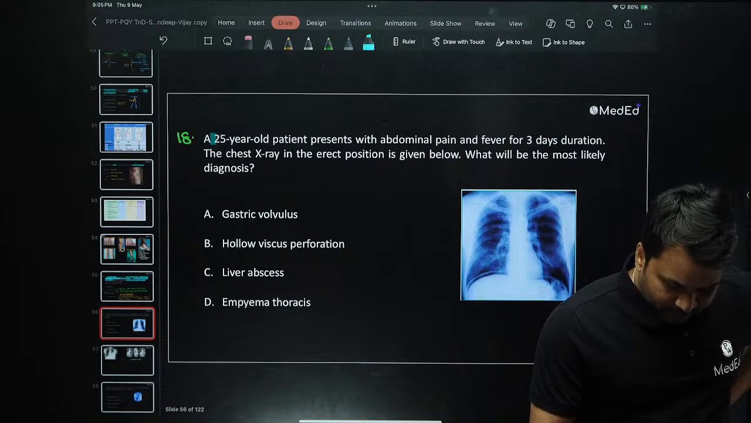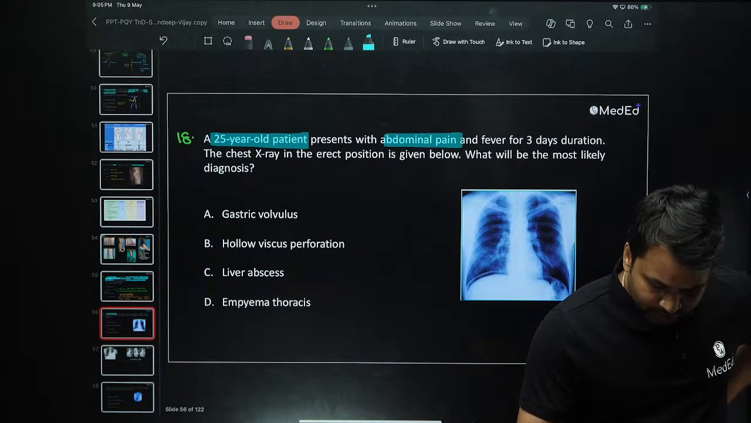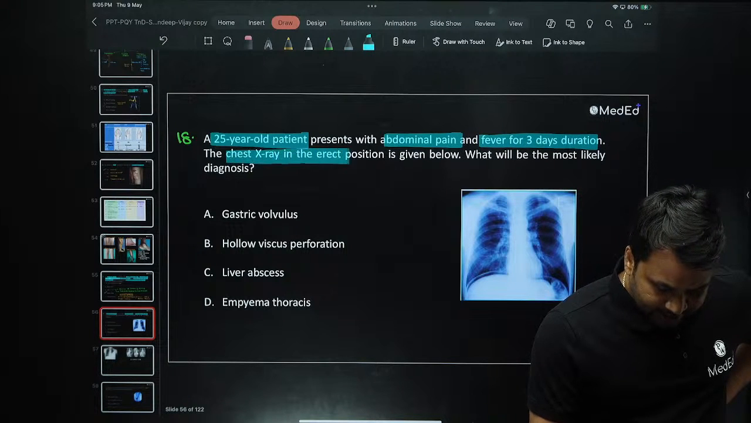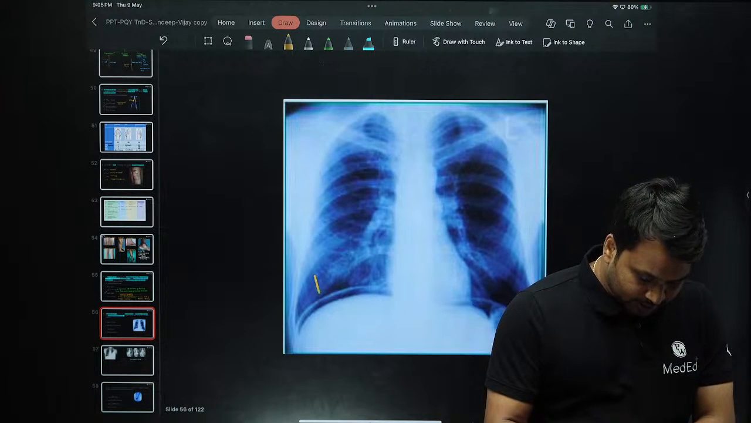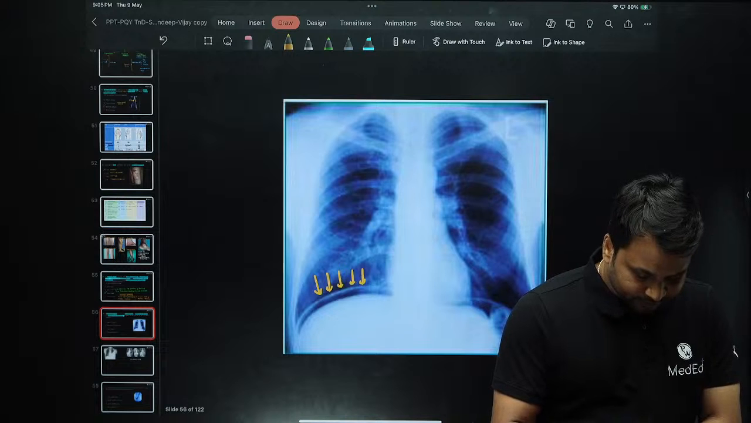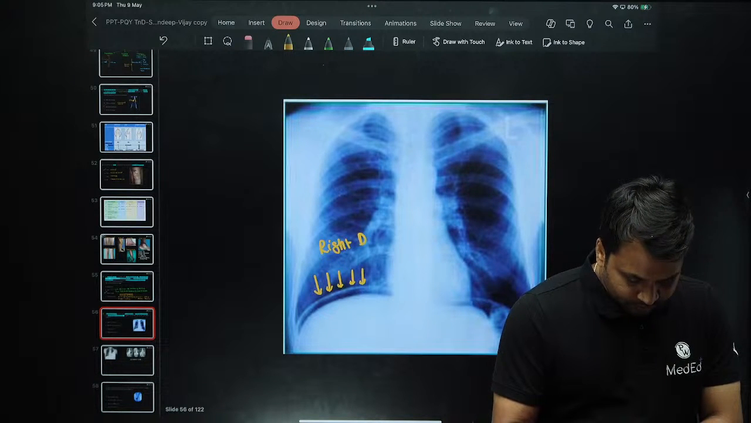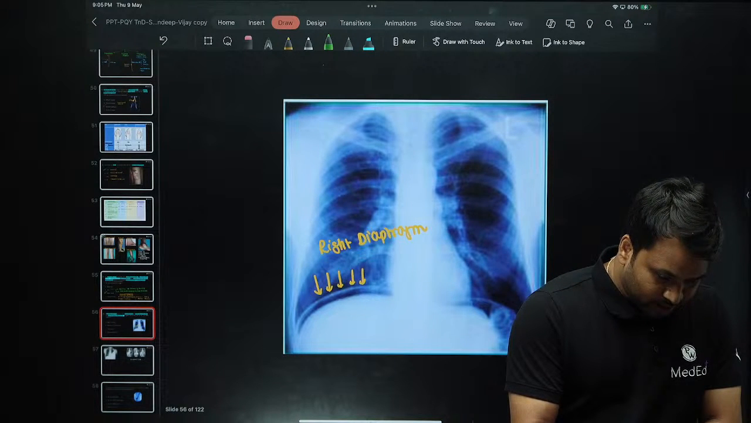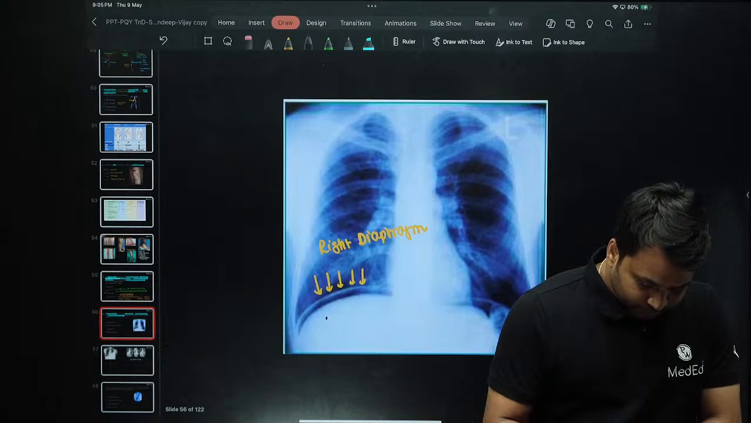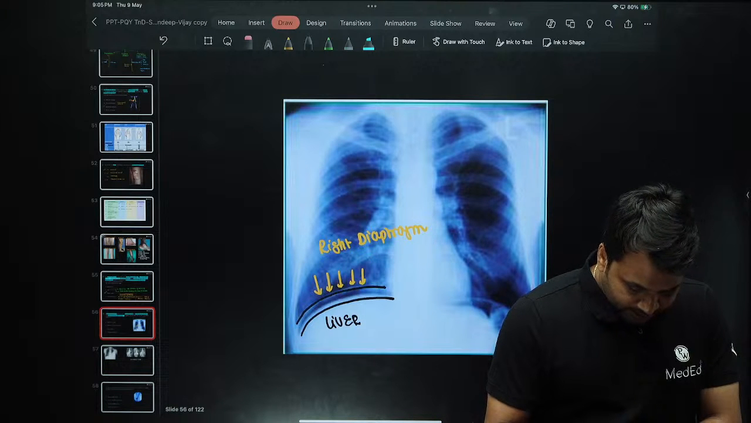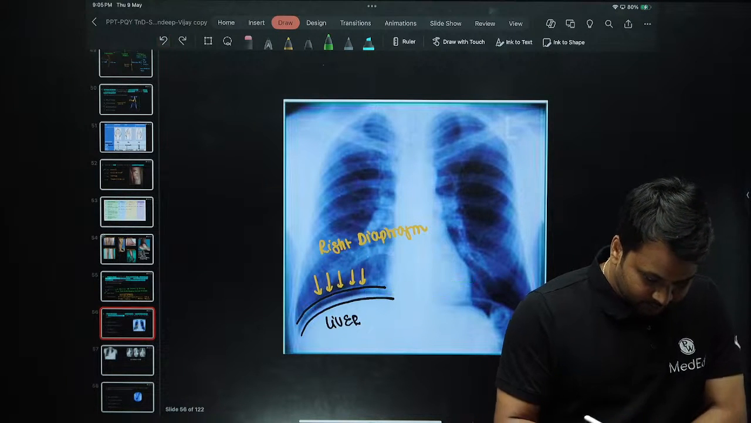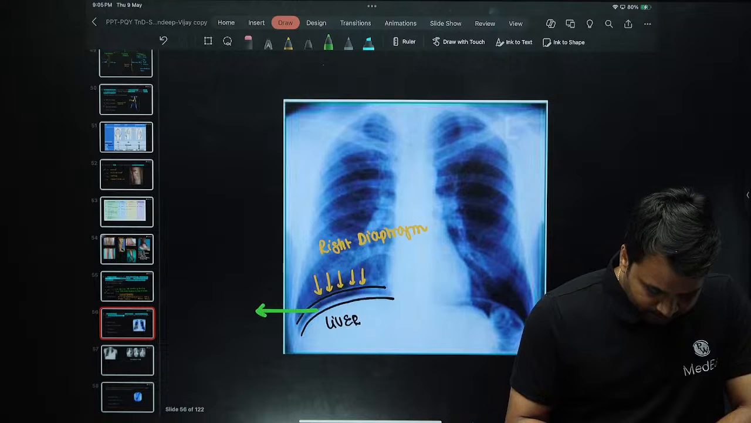What do we have? I have a 25-year-old patient, abdominal pain, fever for 3 days duration. Chest X-ray in erect position is given below. What is your most likely diagnosis? You cannot miss this. You can see this is the right-sided diaphragm. This happens to be your liver shadow. And in between these two, you have free gas under right hemidiaphragm. This is your free gas.